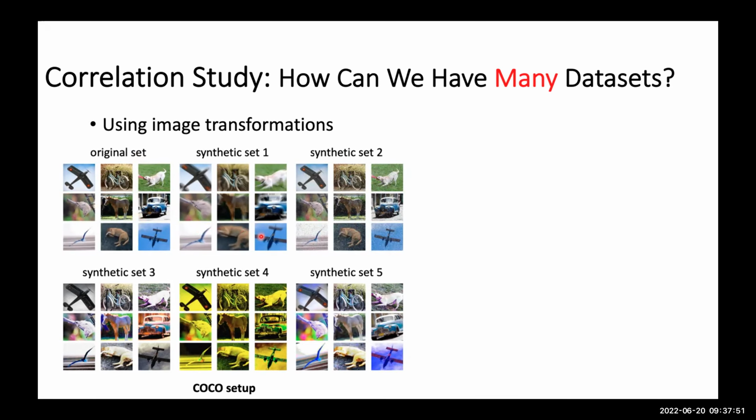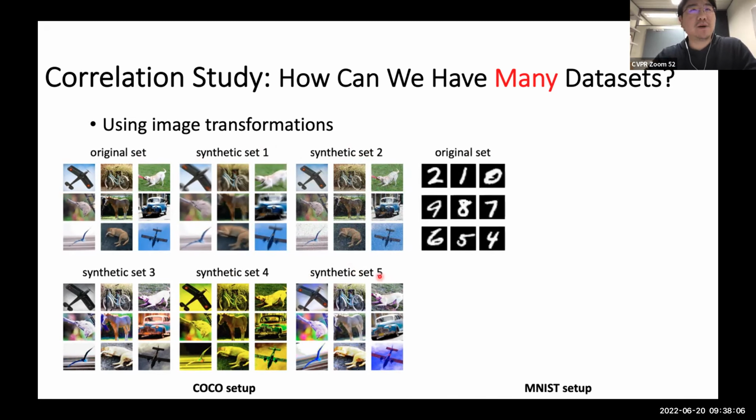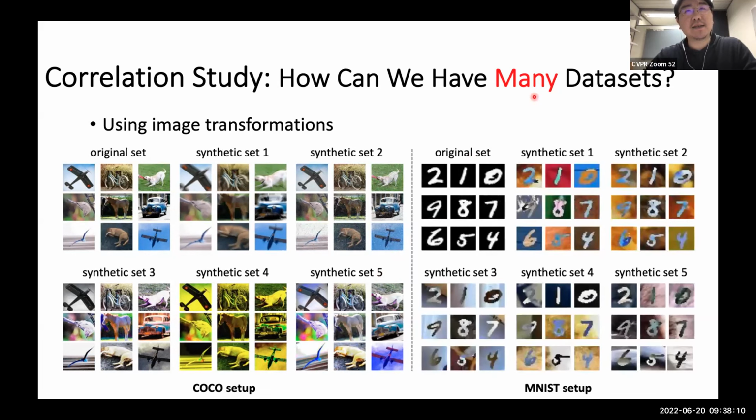So by applying different transformations, we get synthetic set 1, synthetic set 2, synthetic 3, 4, 5, and so on. Another example, we start from an original set and we can synthesize a lot of different synthetic data sets from this original one by simply using image transformations. So this is how we obtain lots of test sets.